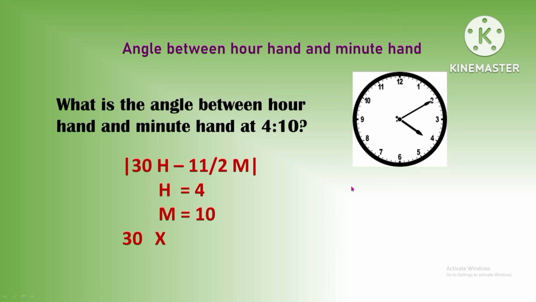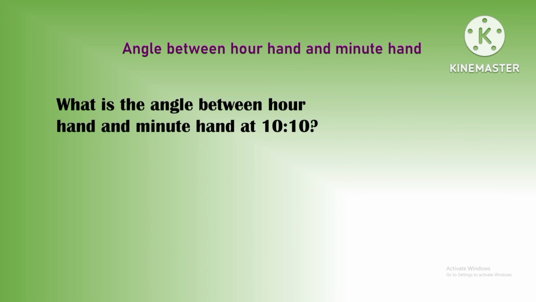So if we substitute the values, we get 30 into 4 minus 11 by 2 into 10. So 30 into 4 is equal to 120 degrees, minus 55 degrees, that is equal to 65 degrees. So the angle between the hour hand and minute hand is 65 degrees when the clock is at 4:10. So the tiny angle formed after 4 is 5 degrees. Okay. So let us solve some more problems. We will get a clear idea of this.